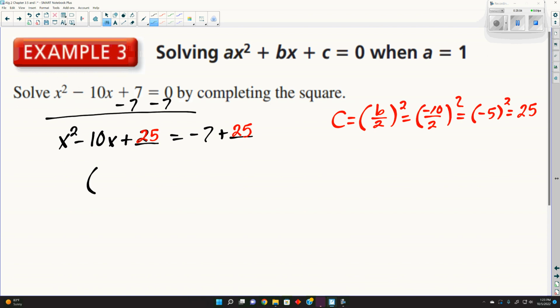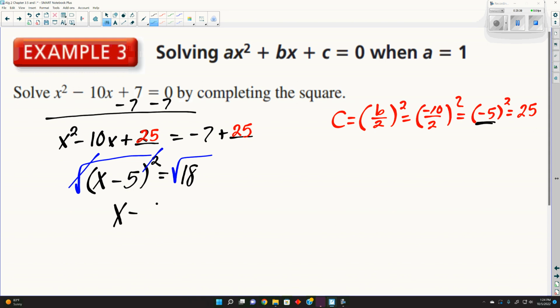Now, we can rewrite it as our set of parentheses squared. We'll have x. And again, what's inside the parentheses is what's going to go in there. So it's going to be our negative 5, is equal to, negative 7 plus 25 is going to be 18. Well, now we have a set of parentheses squared equals a number. So we can square root both sides. And here the square root and square would cancel, telling me x minus 5 is equal to plus or minus 3 square root of 2.